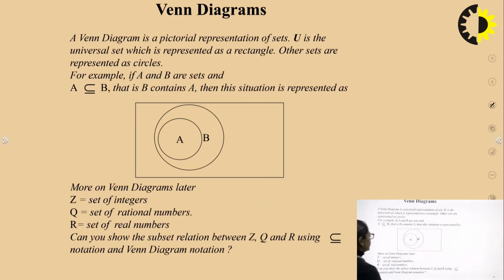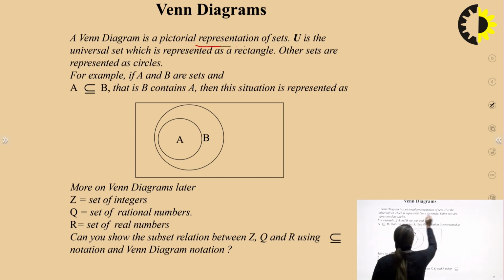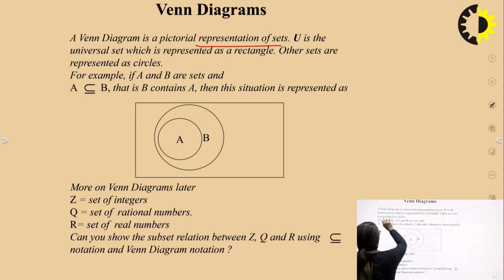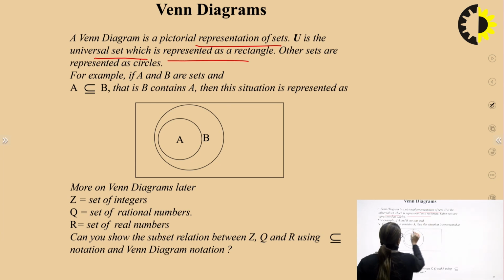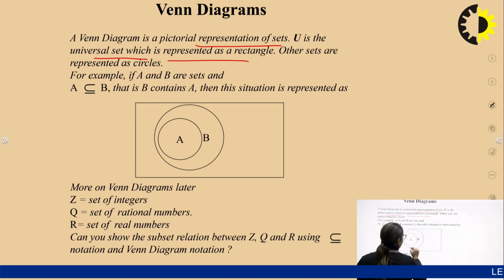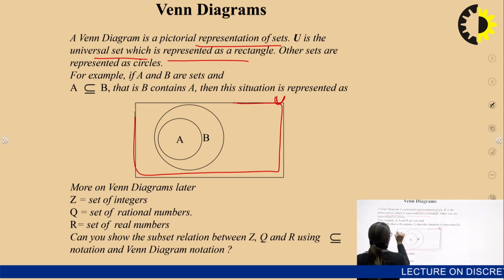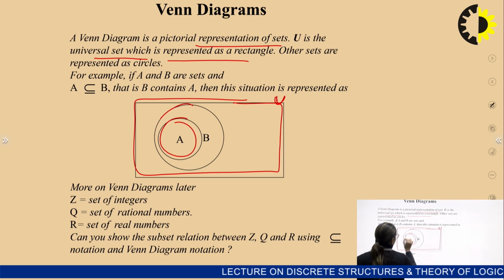Then these sets can be represented in the form of Venn diagrams also, right? A Venn diagram is a pictorial representation of the sets. U is a universal set which is represented as a rectangle. This rectangle is the U. This rectangle is the universal set, and the other sets are represented as circles. Now there are 2 sets A and B, right?